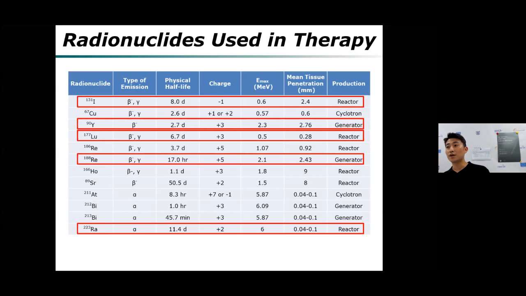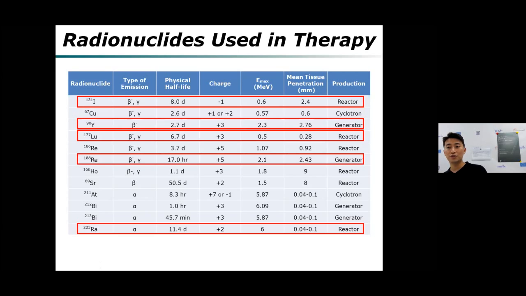This is radionuclide used in therapy. You can see the iodine-131. It emits some beta particles and gamma also. In this case, it is possible to take SPECT images and do therapy also. And yttrium-90 emits only beta particles. In this case, it is only usable for therapy.